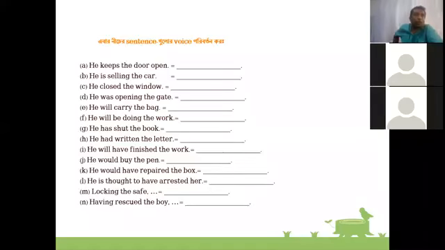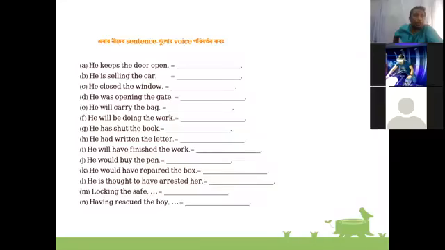He will carry the bag. The bag will be carried by him. He will be doing the work. The work will be being done by him. The work will be future continuous tense. The work will be being done by him.